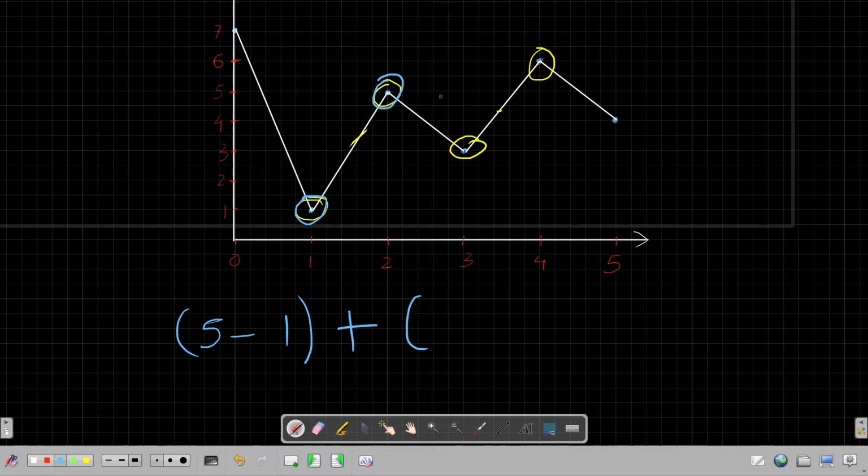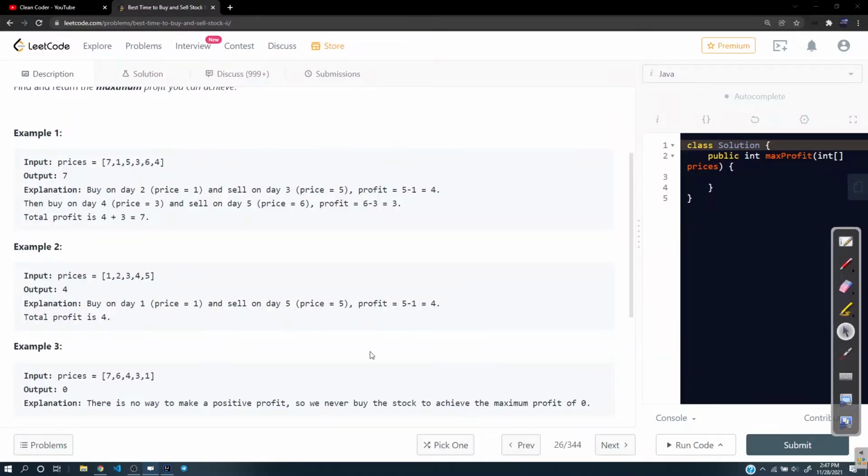Now we can again buy at this point. This is the local minima and this is the local maxima, and again we'll execute the transaction. So the transaction would yield us a profit of 6 minus 3. Okay, this is our total profit. This comes out to be 4 plus 3, which is 7. Let's compare our answer with the answer given in the problem statement. So yes, the answer is 7 and our answer is correct.